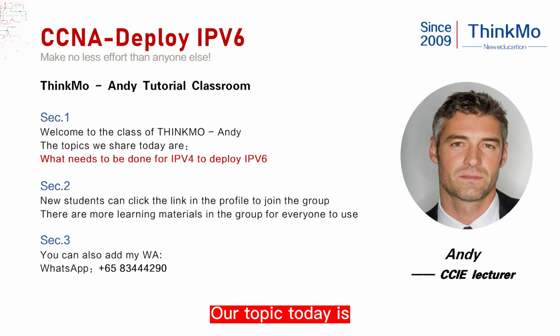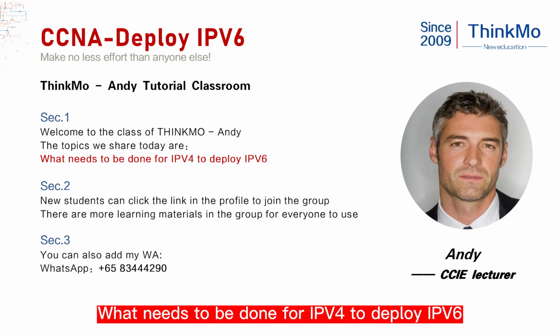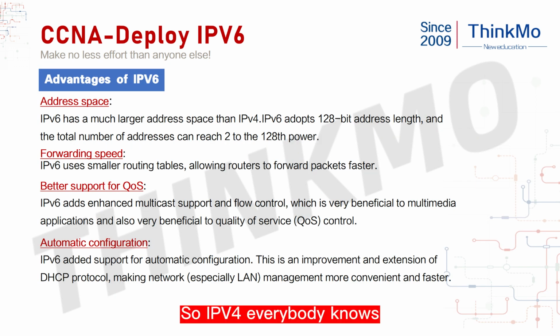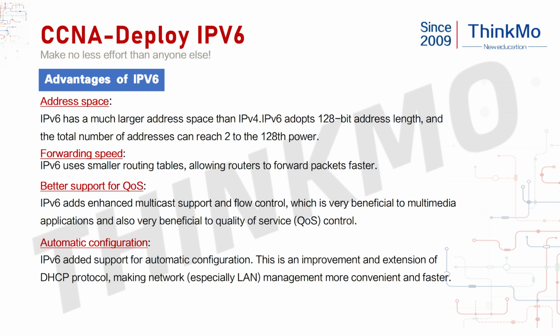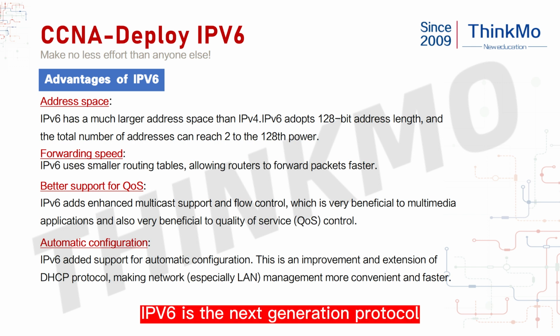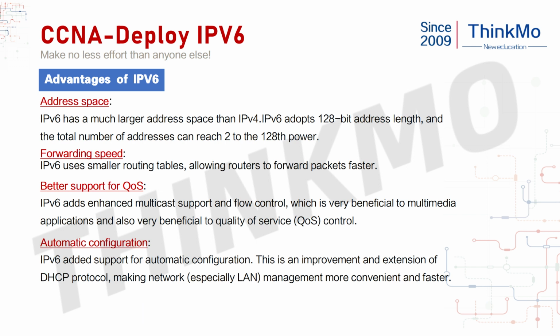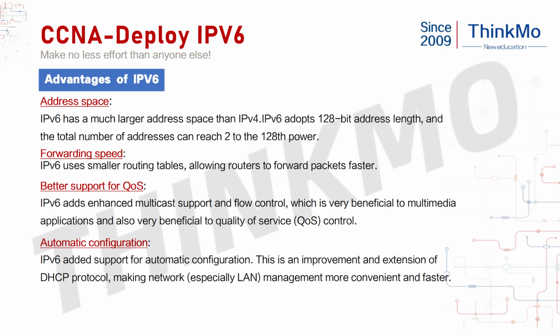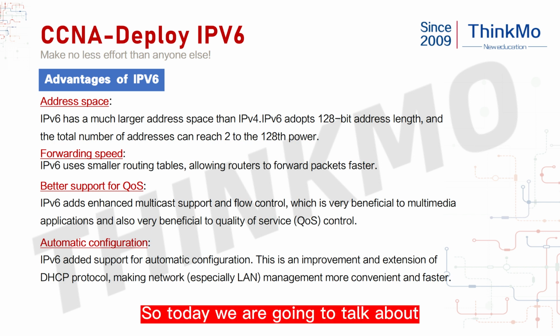Our topic today is IPv6. What does it take to deploy IPv6? IPv4 everybody knows. That's where we are now, the type of protocol being used. IPv6 is the next generation protocol for the Internet. In the previous video, we talked about IPv4 and IPv6. So today we are going to talk about it from three aspects.